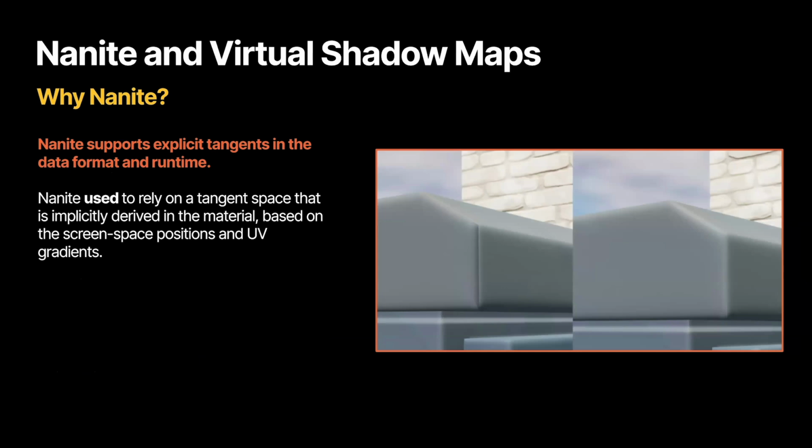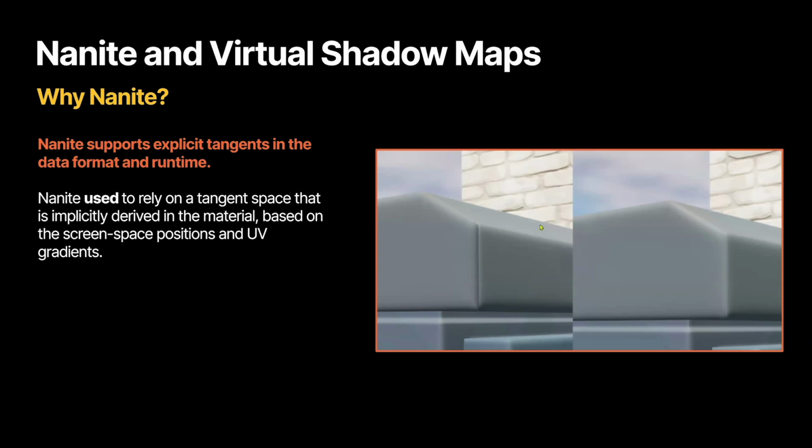So Nanite supports explicit tangents in the data format and runtime. So inside of your geometry, you can edit a few things if you needed to. By default, it works pretty good, but it relies on tangent space that is implicitly derived in the material based on the screen space derivatives and UV gradients. So it really tries to look at the geometry and where everything is positioned. It looks at your data and your texture information, your UVs, and also the shape, and then it'll draw those things according to your position in the world.